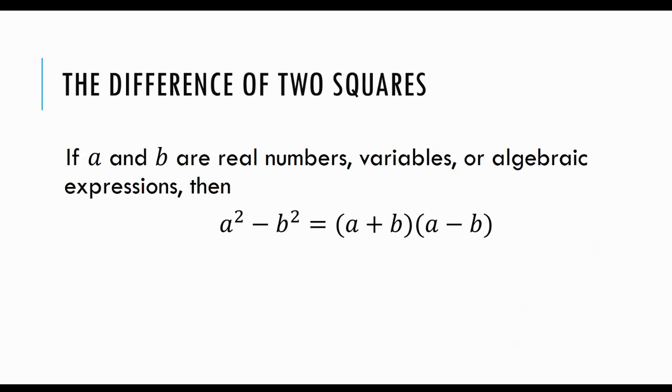All right, and then we've got this difference of two squares for factoring. So it says if a and b are real numbers, variables, or algebraic expressions, then a squared minus b squared is going to factor into a plus b times a minus b. Okay, so take two terms, square them, but notice that there is a subtraction sign in between them, the difference of two squares. That's going to allow us to come up with this pattern.